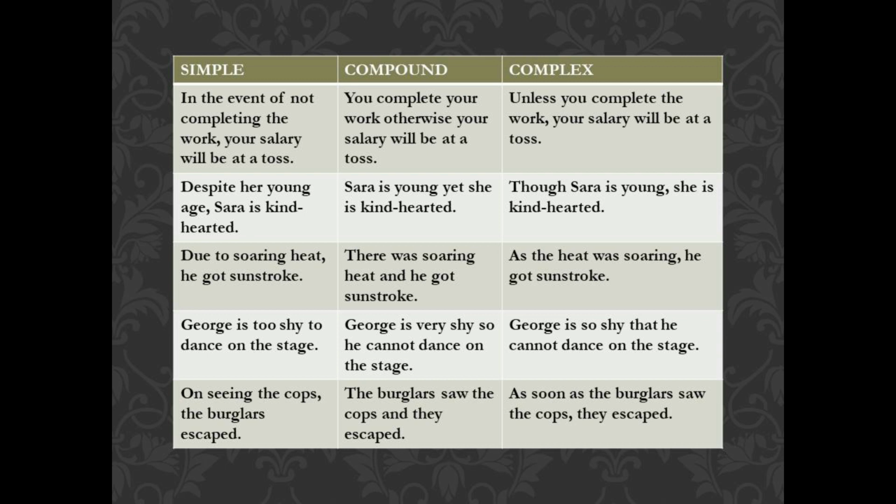Next, on seeing the cops, the burglars escaped. "On seeing" is the keyword used in this simple sentence. In the compound form: the burglars saw the cops and they escaped. "And" is the coordinating conjunction we have used here, so it's a compound sentence. And the complex form is: as soon as the burglars saw the cops, they escaped. Here, the subordinating conjunction is "as soon as".